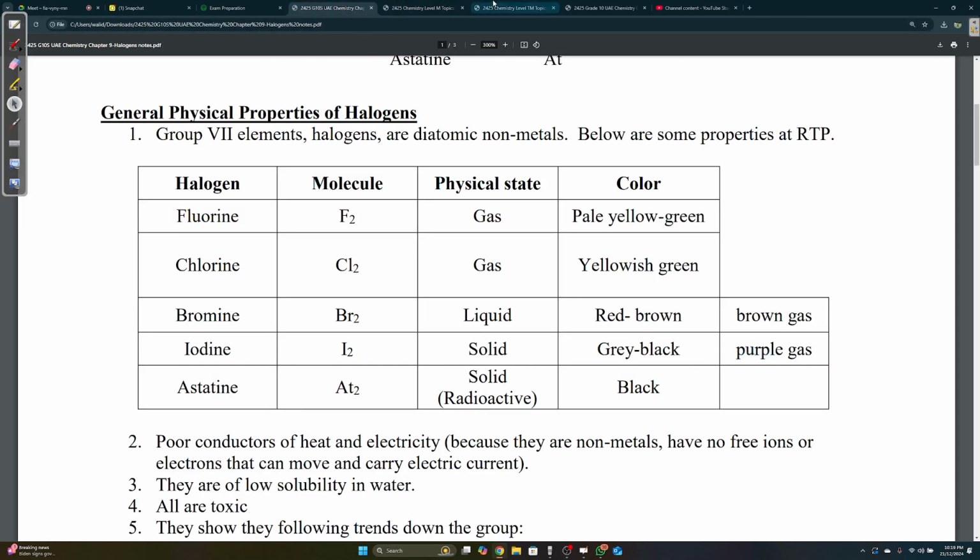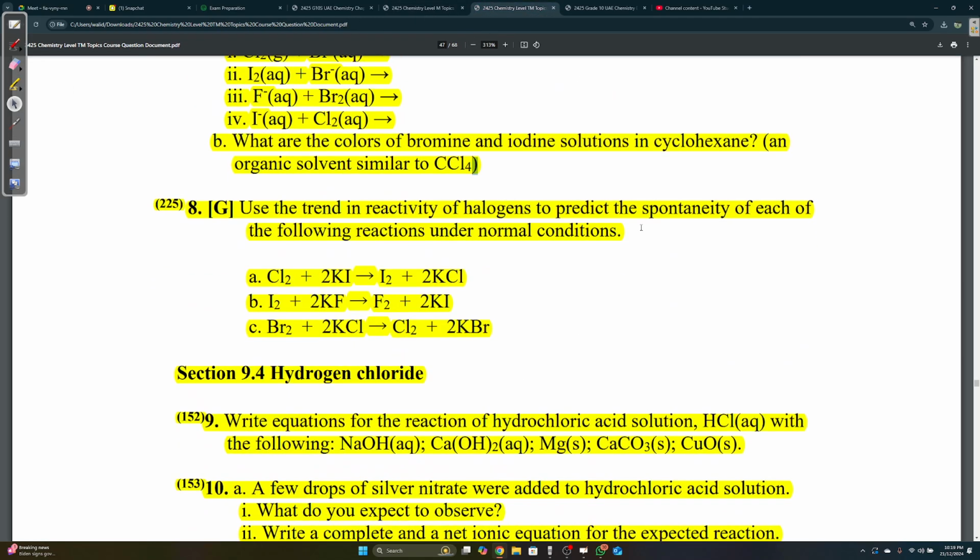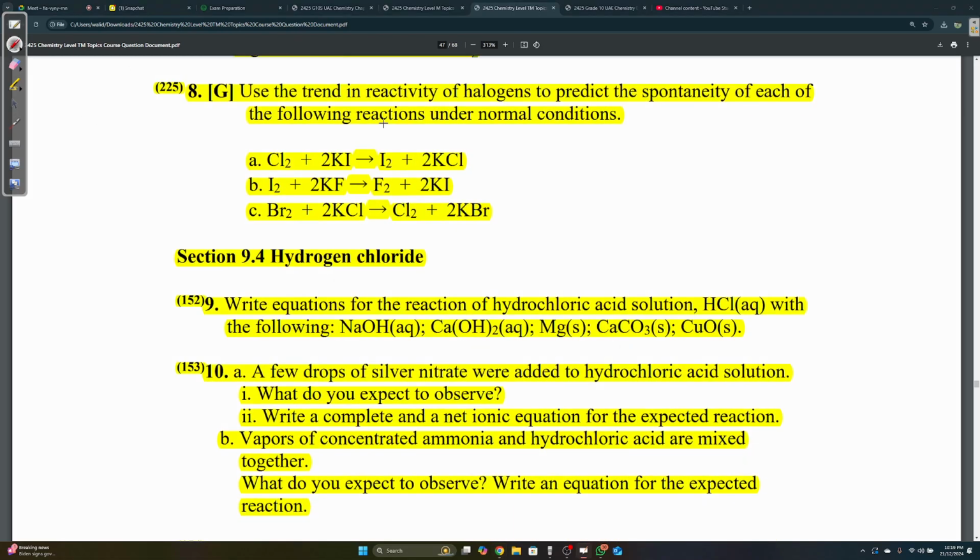And iodine is purple. Very easy. Question 8. Use the trend to predict the spontaneity of the following reactions. Okay, let's see. Cl2 plus 2KI.